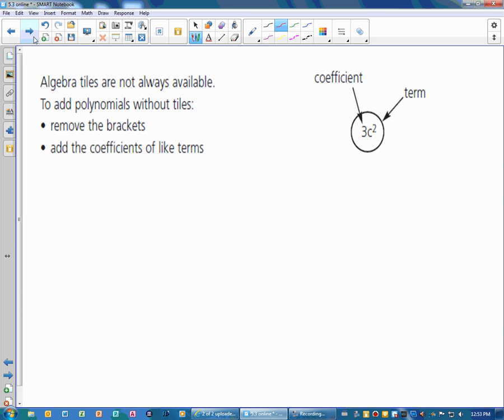Okay, algebra tiles are not always available, and to be honest, they're not a lot of fun, are they? They're a bit tedious after a while, especially like that last question. So to add polynomials without tiles, how do we do it just mathematically or symbolically, algebraically? To add polynomials without tiles, you just got to remove the brackets and add the coefficients of the like terms.